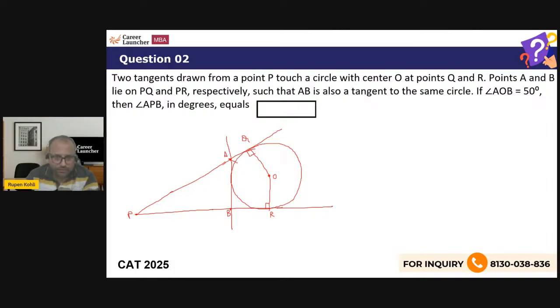So obviously you need to join AO and OB as well, so that this angle is 50. Now from there you have to reach angle APB. How will we do that?